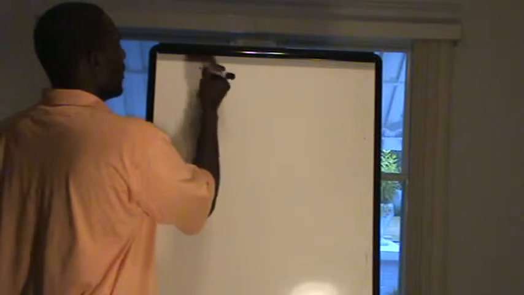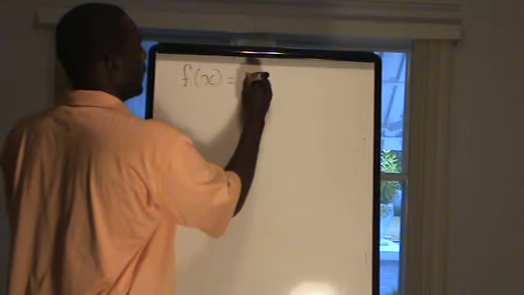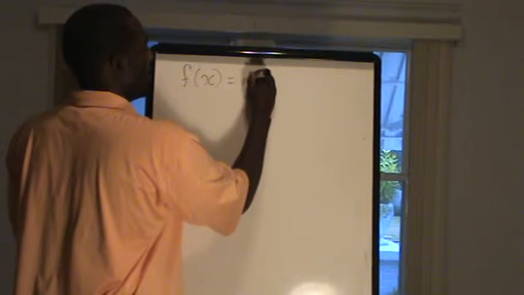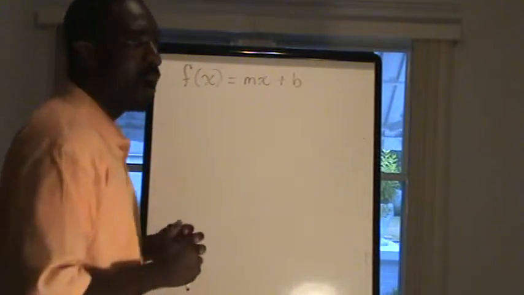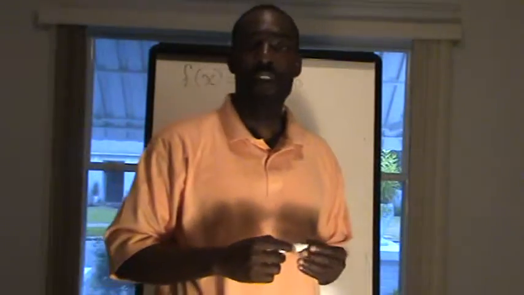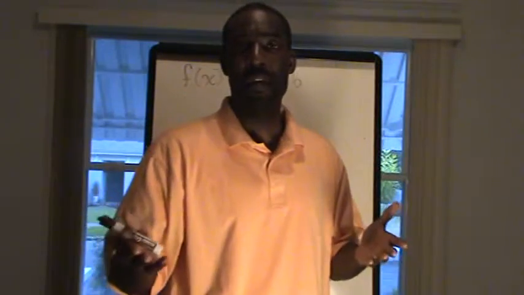So when we're searching for the domain, we're searching for all values of x that we are allowed to substitute and evaluate in our function. For example, the first type of function that we want to take a look at is the linear functions. f(x) = mx + b. Now, if you recall from algebra, the slope-intercept form of a line is y = mx + b.